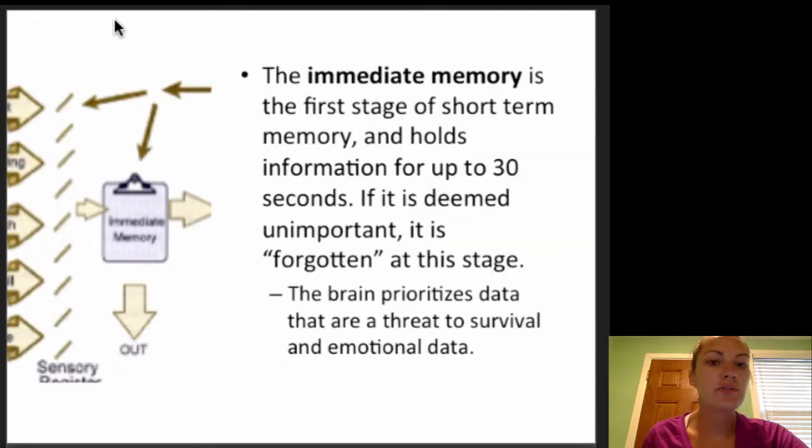So next, things go into the immediate memory from the sensory register. Anything that isn't determined as repetitive or is determined to be important to us goes into this immediate memory, where you can hold on to that information for about 30 seconds. If it's still determined not to be important, it's forgotten at this stage. And the brain really prioritizes the stimuli or the input that are considered a threat to survival or emotional data. And so those are two things that we hold on to.